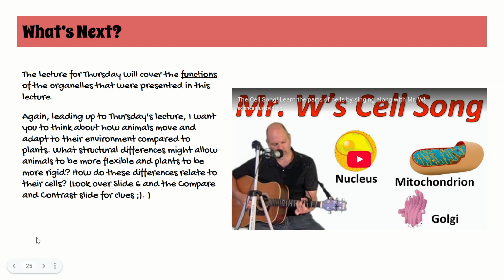Okay, so what is next? For the lecture on Thursday, we will cover the functions of the organelles that were presented in this lecture. And again, leading up to Thursday's lecture, I want you to think about how animals move and adapt to their environment compared to plants. What structural differences might allow animals to be more flexible and plants more rigid? How do these differences relate to their cells? And a little note, look over slide 6 and the compare and contrast Venn diagram slide for clues.